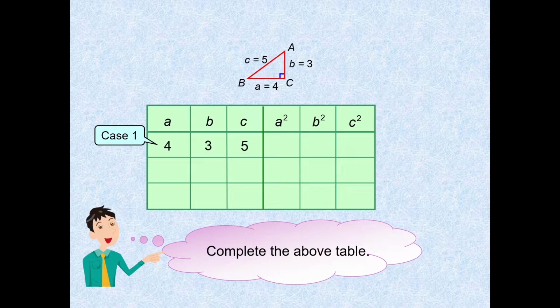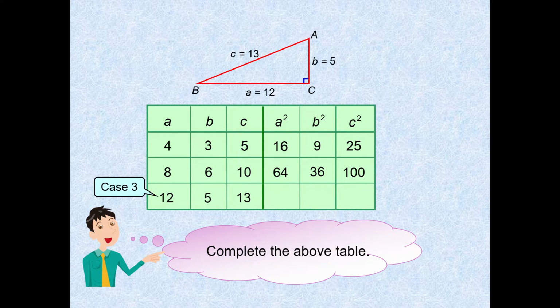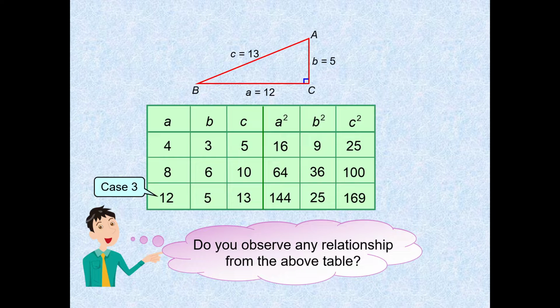So now let's summarize our results in this table. For case 1, A is 4, B is 3, and C is 5. A square means 4 times 4, which is 16. B square means 3 times 3, which is 9. And C square means C times C, which is 5 times 5, so this is 25. For case 2, A square is 64, B square is 36, and C square will be 100. And for case 3, A square will be 144, B square will be 25, and C square is 169.